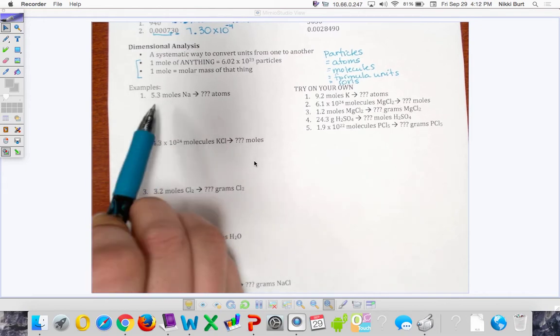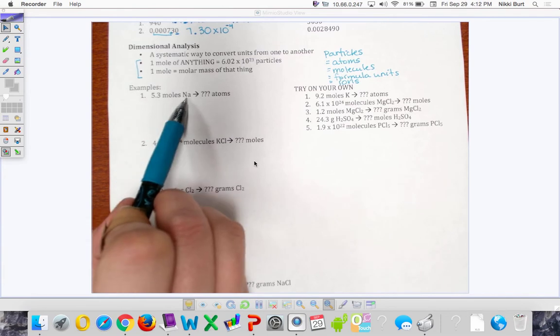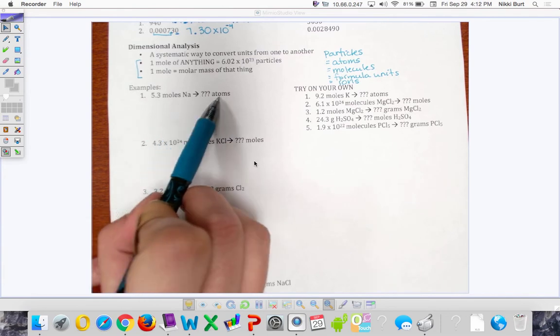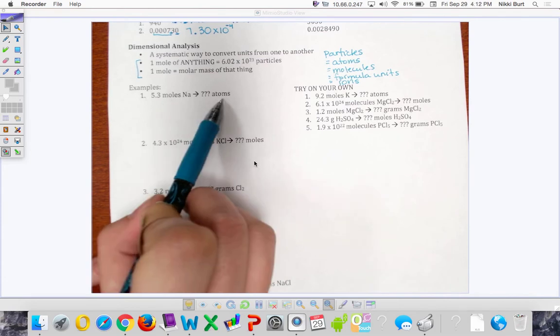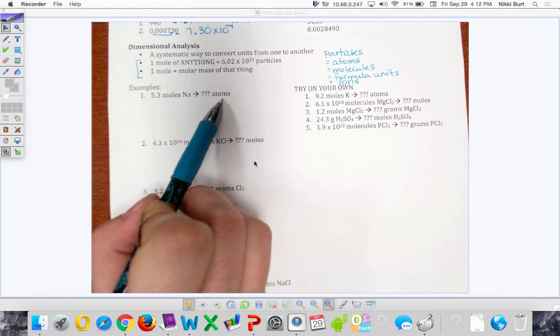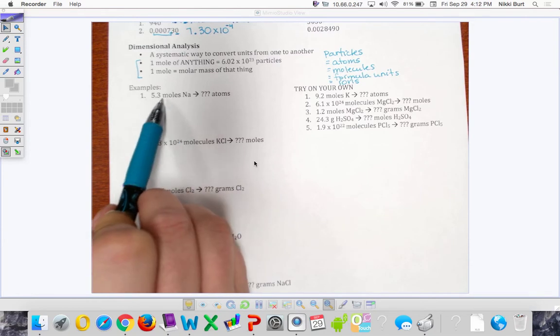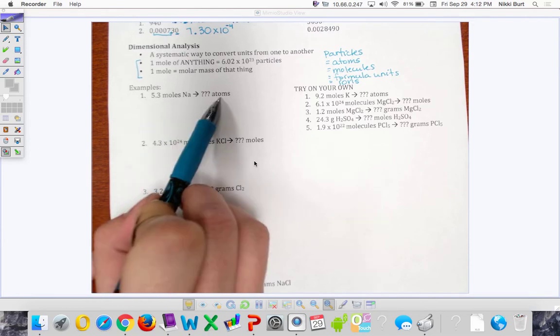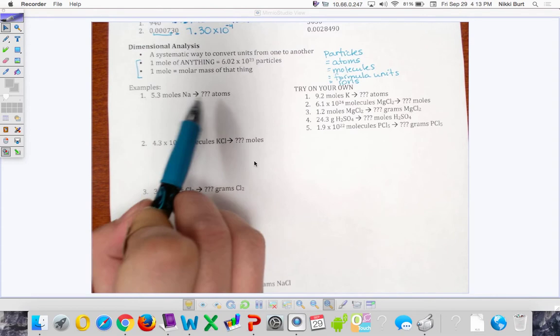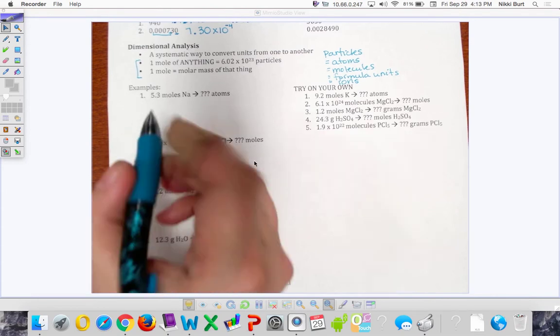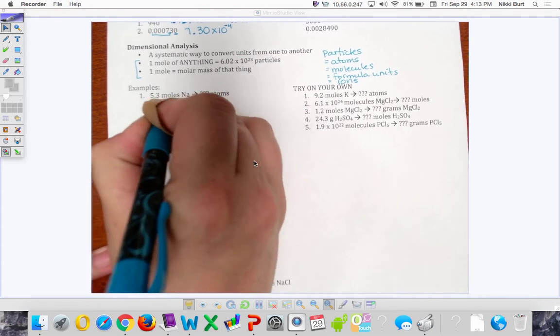So when you're approaching one of these questions, say I've got 5.3 moles of Na, which is sodium, and I want to know how many atoms that is. Nowhere in this problem is mass or grams mentioned, which means you do not need the molar mass. It does not matter that this substance is sodium because 1 mole of anything has 6.02 times 10 to the 23rd atoms to it. So what this is asking is how many atoms are in 5.3 moles.